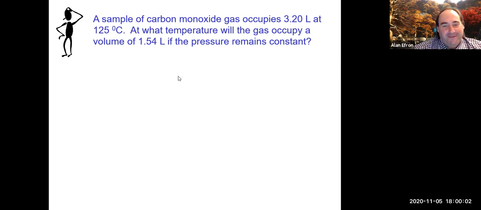All right, so why don't you give this one a go here and see what you come up with. We've got carbon monoxide at 3.2 liters, 125 degrees Celsius. What temperature will it be at 1.54 liters?